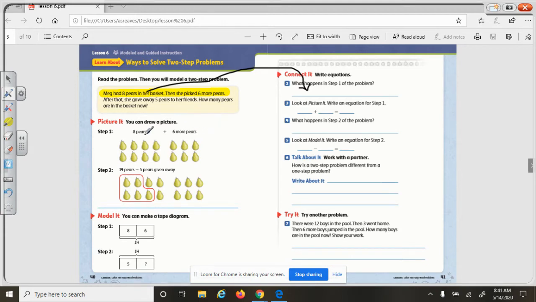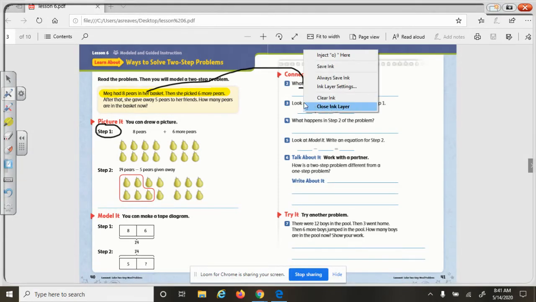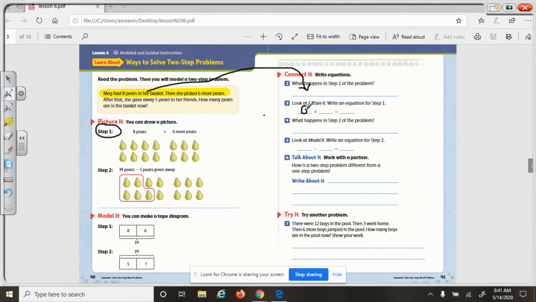In the picture for step 1, we're going to write an equation. So we're going to add our two parts together. So our first add-in is 8 pears plus 6 pears. And when we add those all together, we get a sum of 14 pears. Now it wants to know what happens in step 2 of the problem.